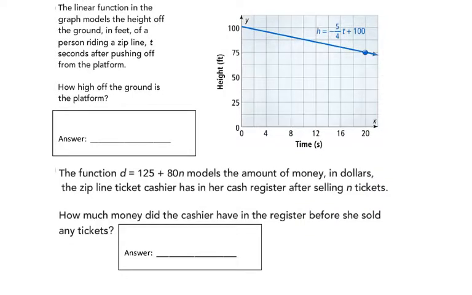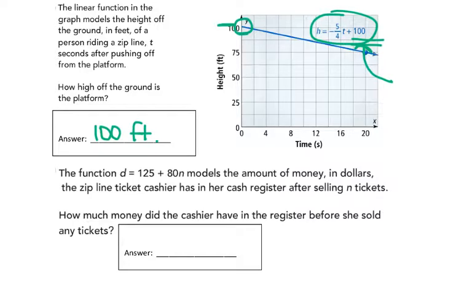So we have the equation given right here, we have the graph given, and how high off the ground is the platform? Well, the platform is right here where we start, so it's the initial value, which is 100 feet. So we could look at the graph to determine that, or the initial value in the equation is the b value, so we can see that it's 100 there.